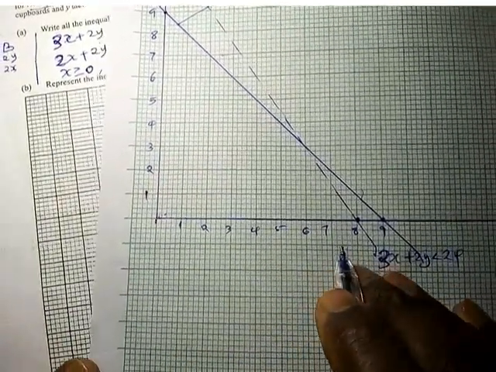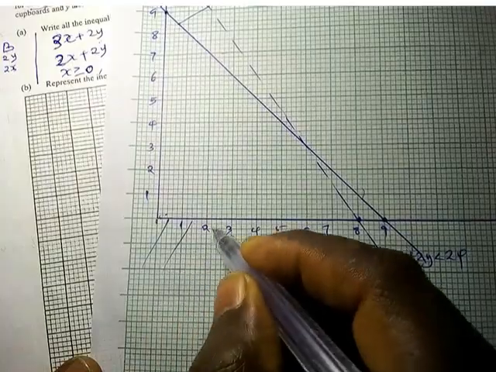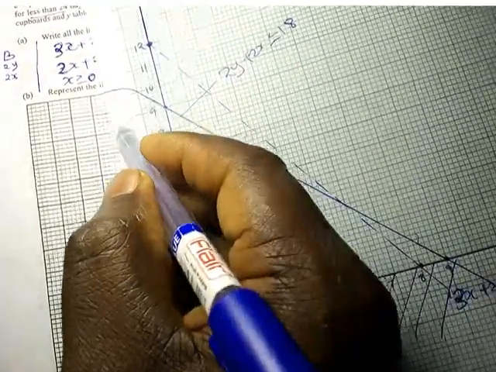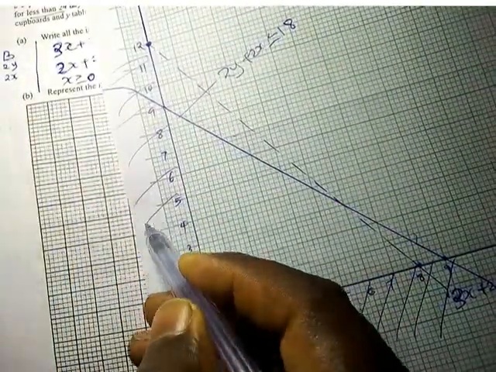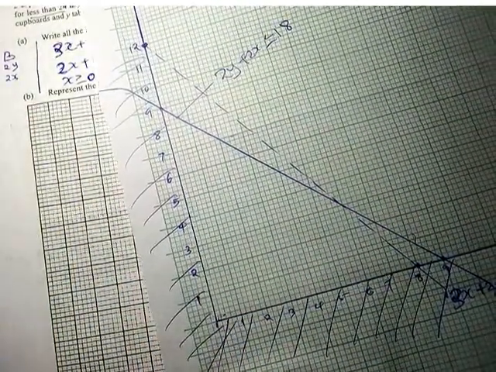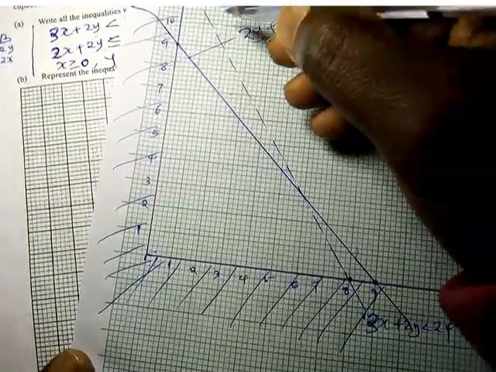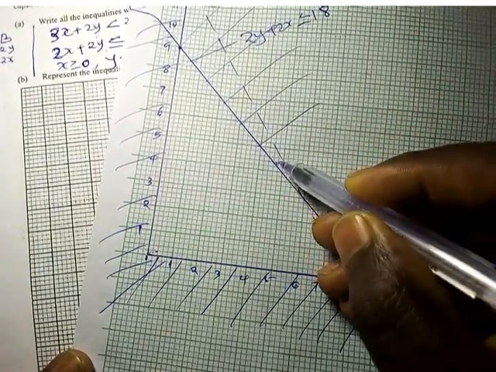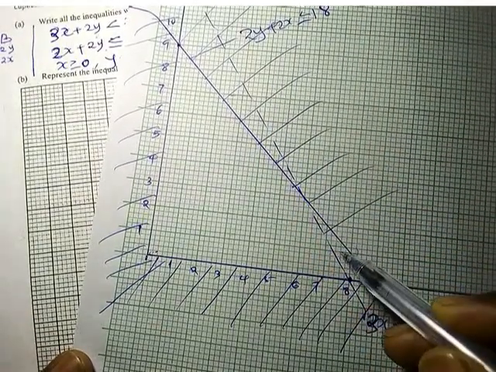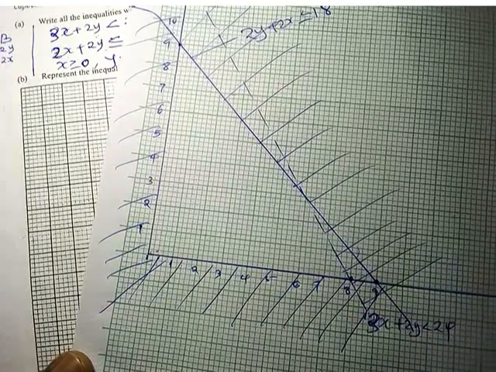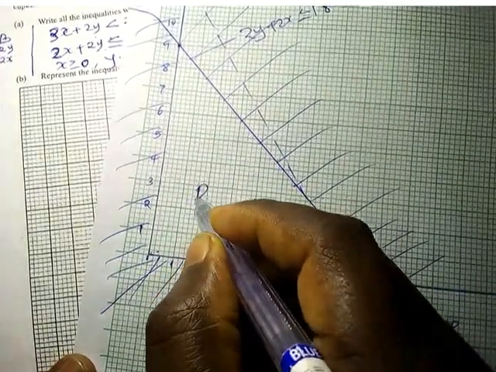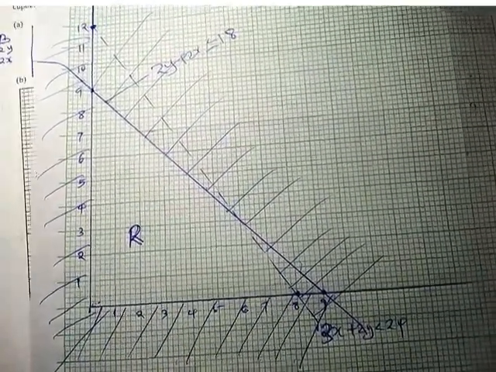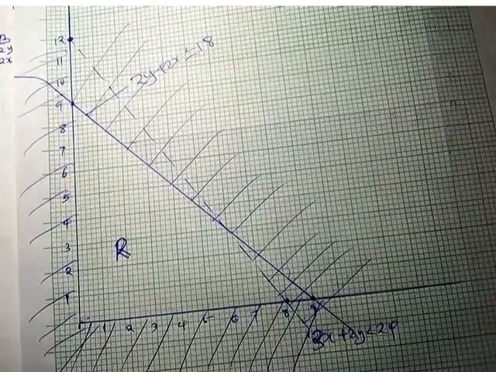So the required region: we said everything is greater than 0, so this is not required. This one is not required, and everything on this side is not required. So this is our required region R. Very good. By now you have got your 6 marks. So now let us go to the next question.